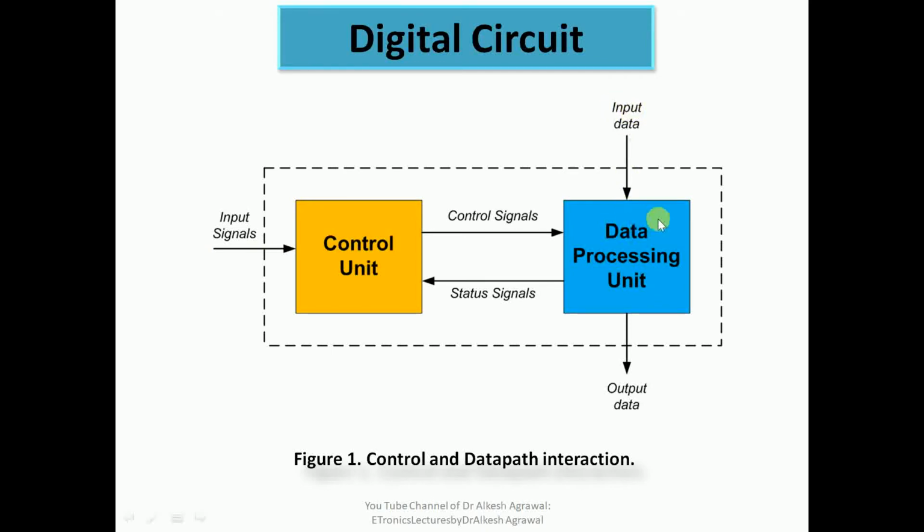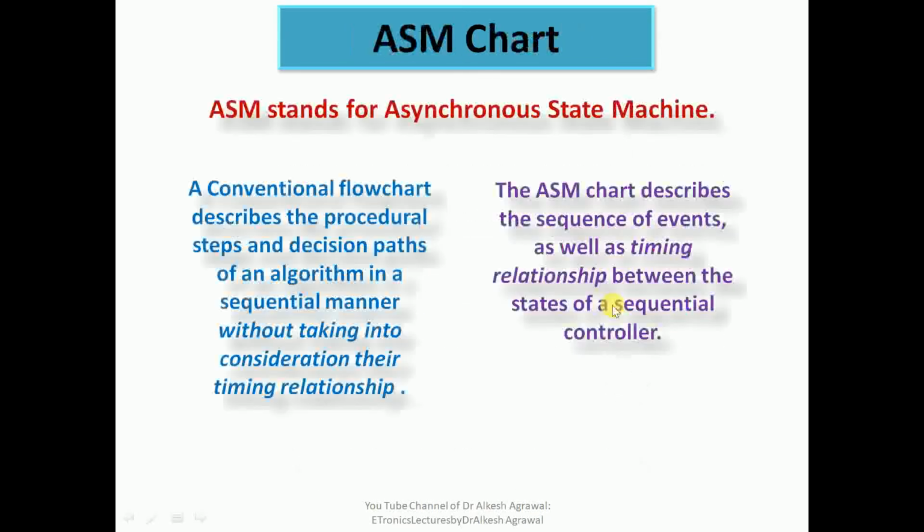So we have the input data, and we have the processing of the data through the data processing unit. The sequence of the processing is controlled by control signals generated by the control unit with the help of some external input signals, and that sequencing is acknowledged through status signals to the control unit. So we have this figure 1 that depicts the control and data path interaction, that is, the interaction between the control unit and data processing unit. So now we come to the ASM chart.